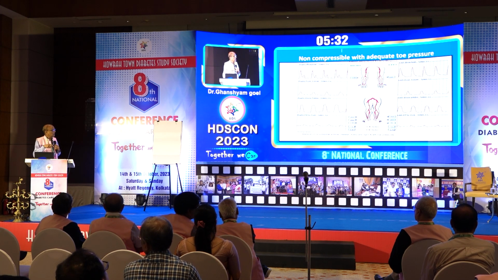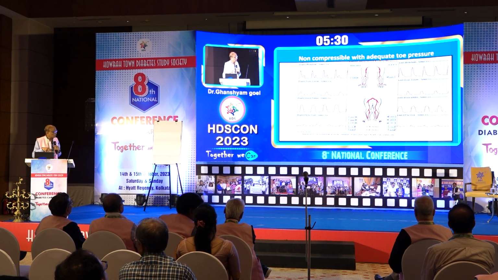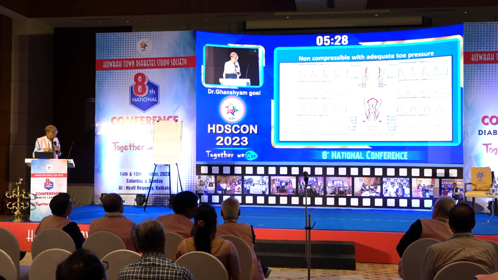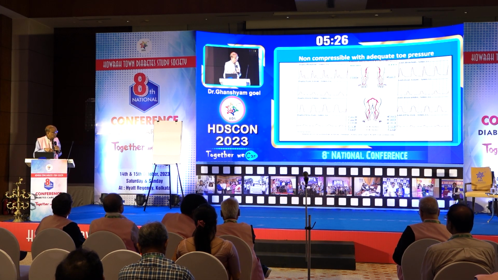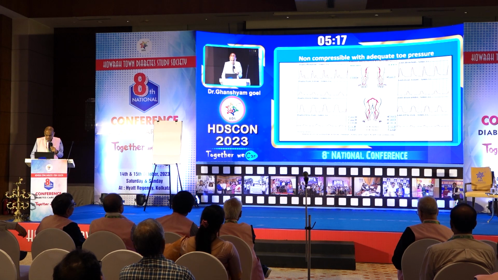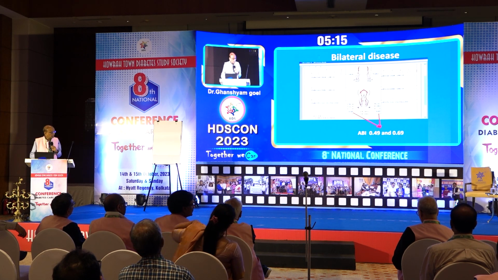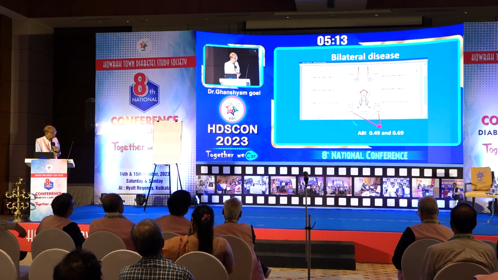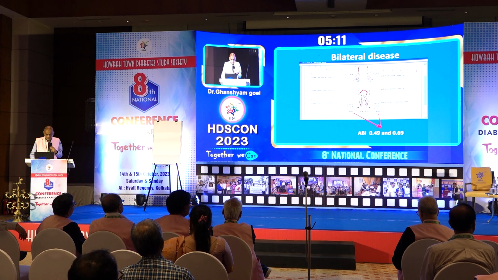And this is the non-compressible artery with adequate toe pressure, meaning the ABI was more than 1.3. You see that this ankle brachial index is more than 1.3. The lower limb pressure is more than 300, but the toe brachial index is normal. So it was not peripheral arterial disease. Here the ABI you can see is 0.49 and 0.69. You can see the peripheral vascular disease in this patient.